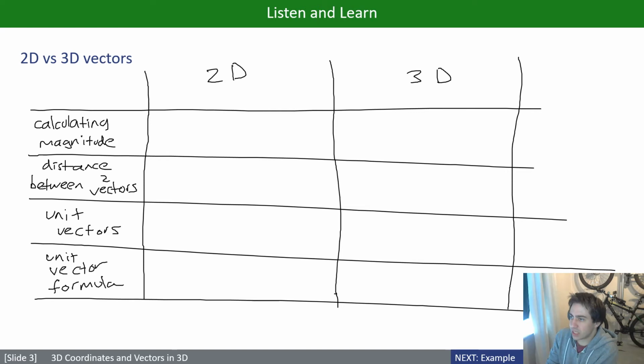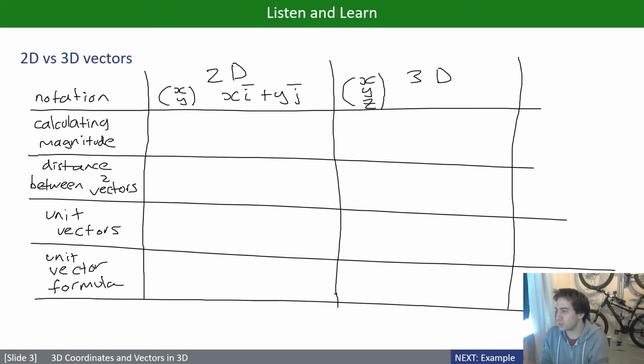Okay, so first of all, 2D. Let's also note 2D in general looks like this, x, y. So let's say notation here. Or we can write it as xi plus yj. That tends to be how we note it down. In 3D, you'll just write x, y, and then z. You'll just have a third number. So you'll have 3 numbers rather than 2 in a column. Fairly self-explanatory.